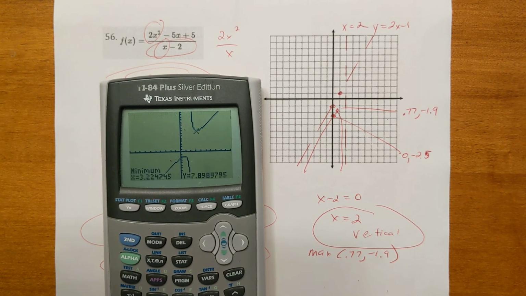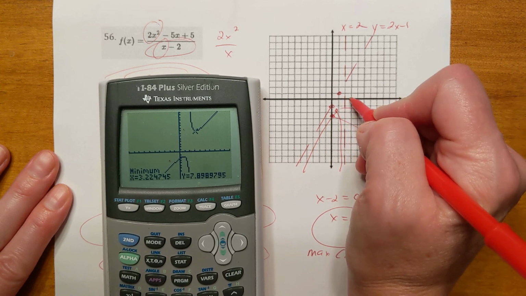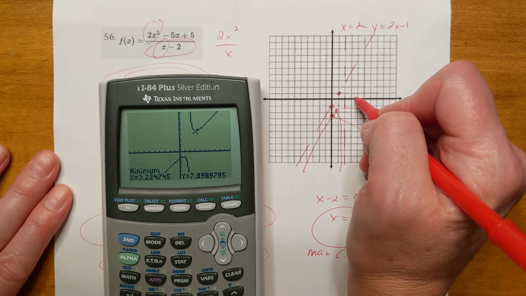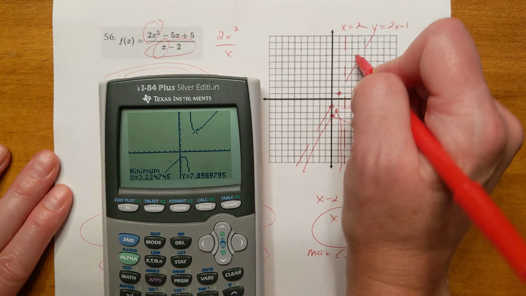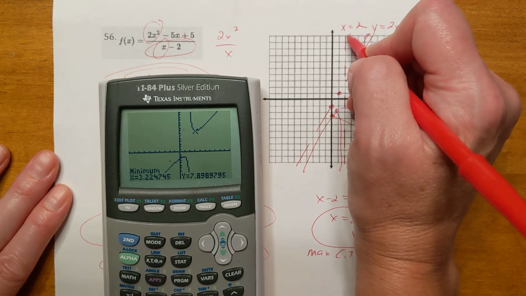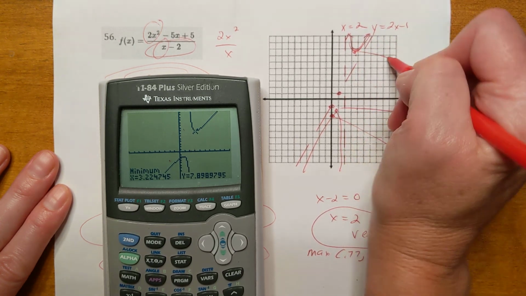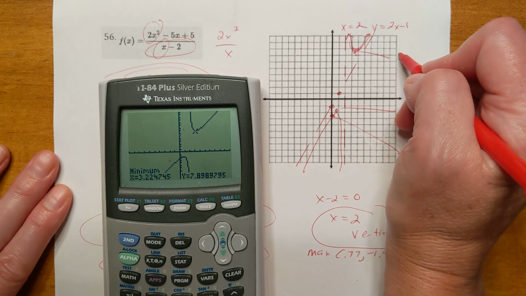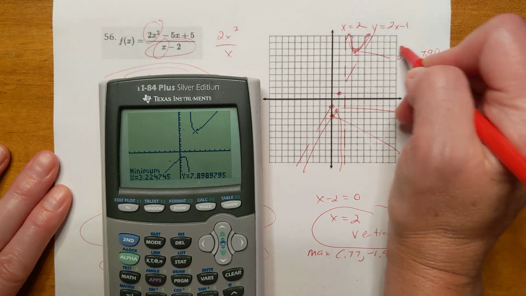Enter again, and the minimum is at 3.22, 7.89. I'm just going to put it on there. 3.22, 7.89. Right there. And look, I drew it and then I missed it. What is that about? Okay, so again, that point was 3.22, 7.90.